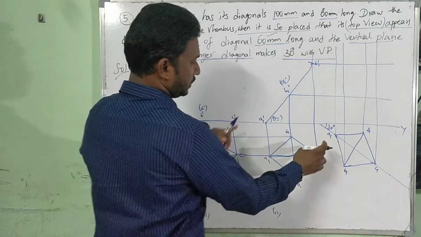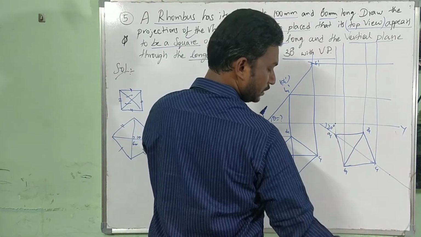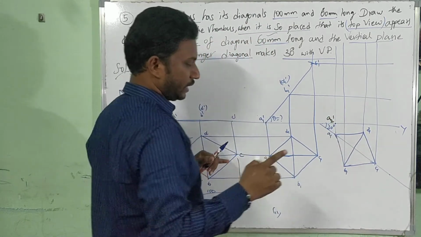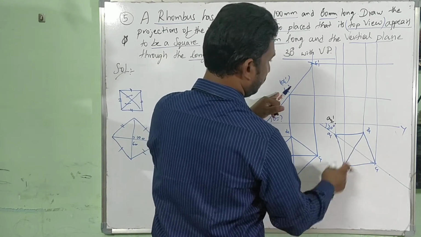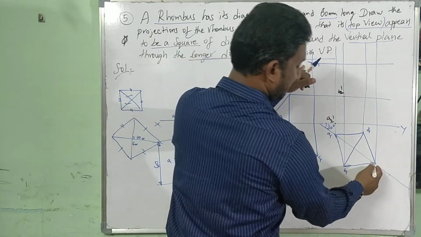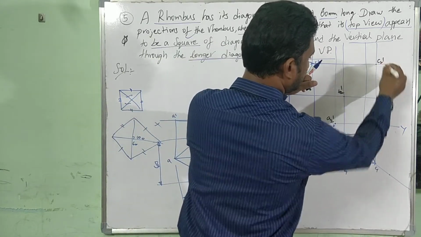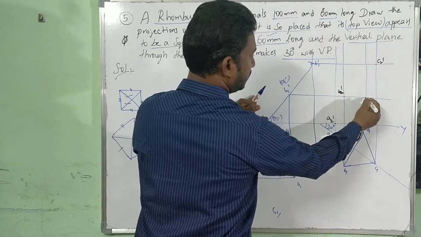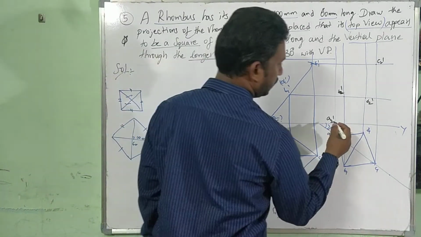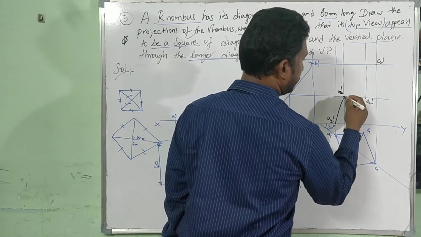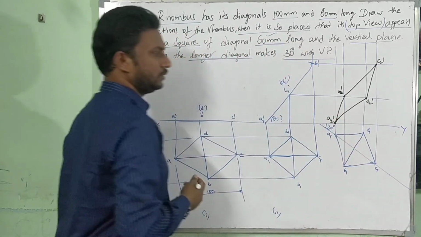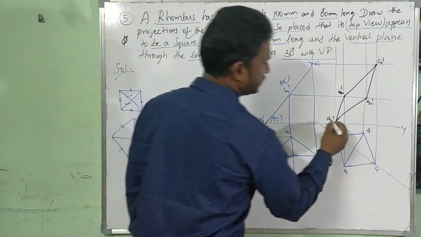Now pick the intersection points. A1 A1 dash, A2 dash, new shape, as we are finding the new shape. B1 B1 dash, B2 dash, C1 C2 dash, D1 which is in the back side, D2 dash. Finally join A2 dash, B2 dash, B2 dash, C2 dash, C2 dash to D2 dash, D2 dash to A2 dash. It's a very simple shape of rhombus.